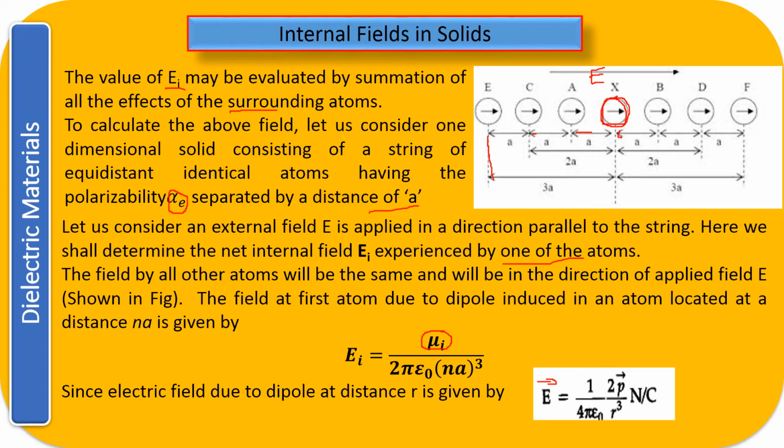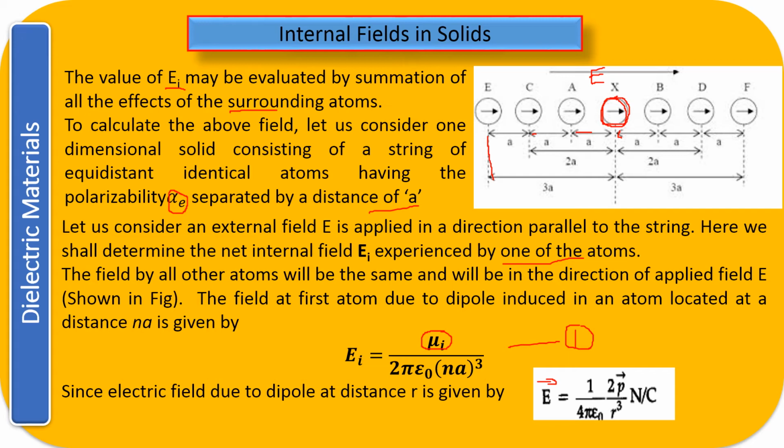So this is the formula that I have applied, and let us suppose here I have got the equation number 1. So the internal field that we are getting is Ei equal to mu I. Here we have taken the dipole moment as mu. I we have taken because it is internal. Upon 2 pi epsilon naught, right? Na whole cube. So this is the formula that I have taken here.